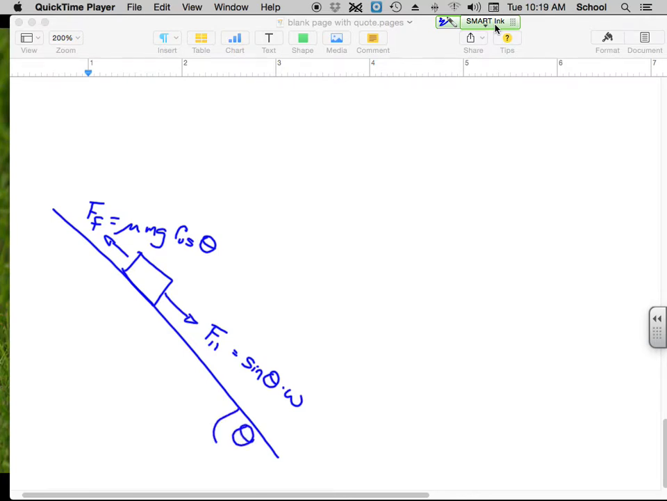And so if F parallel is bigger than F friction, it will slide and accelerate downward. If they are equal to each other, it won't move, but if you give it a bump, it will move at a constant speed. And of course, if F parallel is less than F friction, then it just sits there. It doesn't go zooming up the hill.